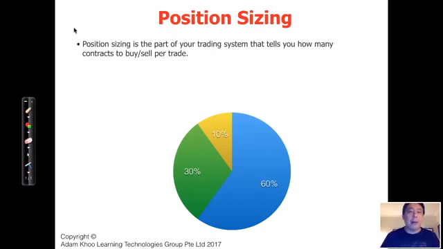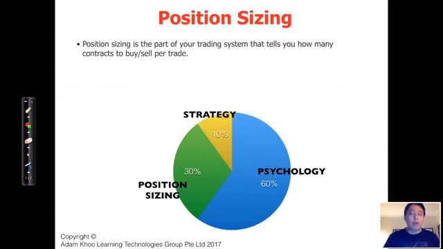Position sizing is the part of your trading system that tells you exactly how many contracts to buy or to sell. Now, a trading system doesn't just take into account the entry rules and the exit rules. Some people may say, okay, I know exactly when to enter and when to exit, but if you don't size your position in a calculated way, it will not lead to a positive expectancy at the end of your trading journey. So recall that to be a successful trader, there are 3 things to take into account.